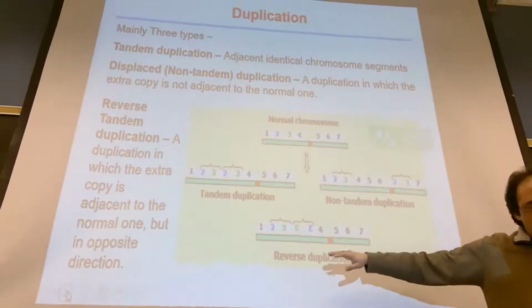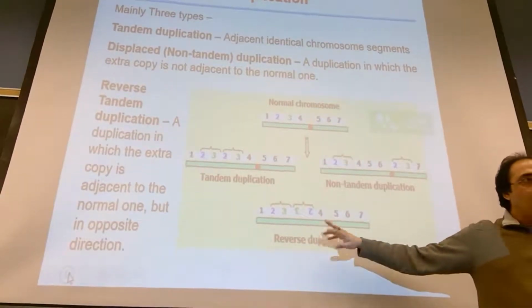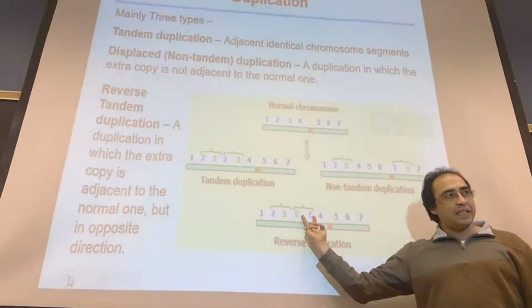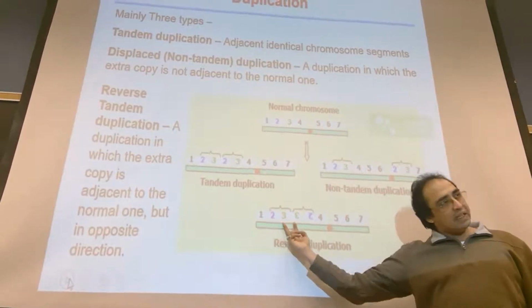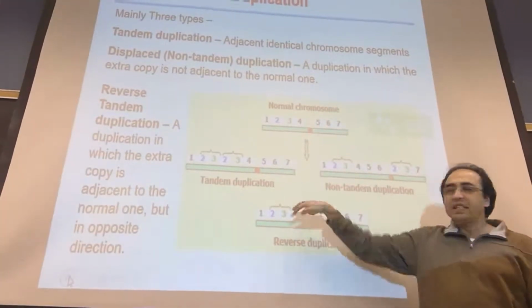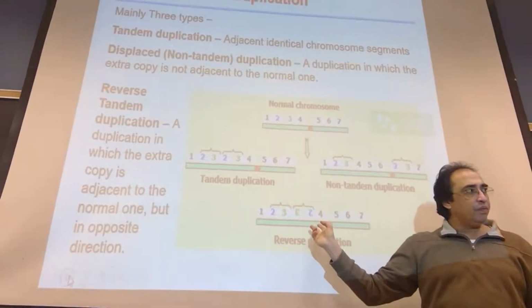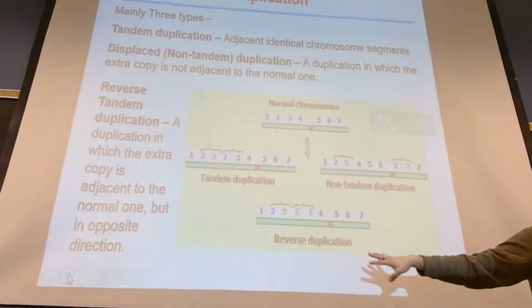This one is called reverse duplication or reverse tandem duplication. Why reverse tandem? Because the duplicated part is here just by the original one. So that is the tandem duplication, but it is reversed. Other than being 2, 3, it is 3, 2. So this type of duplication is called reverse tandem duplication.